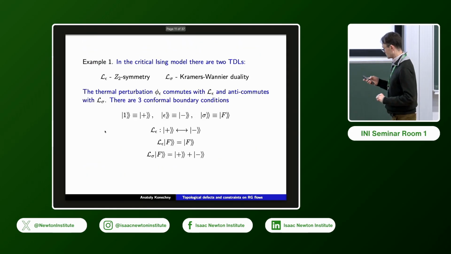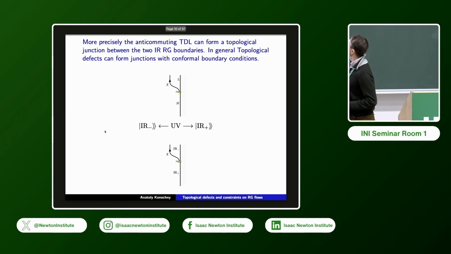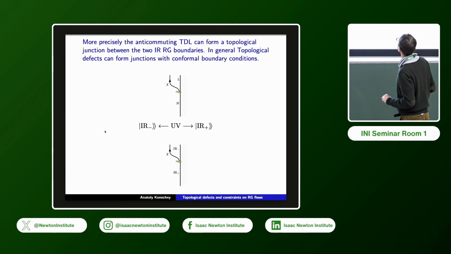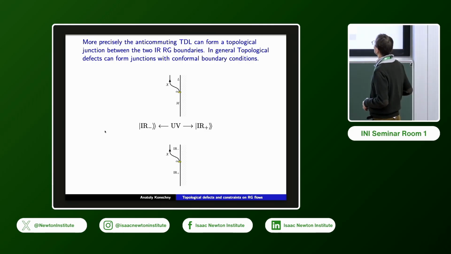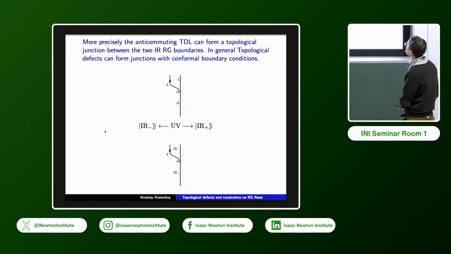So that's how a junction looks. If I have an anti-commuting topological defect line, I have this situation where from the UV I flow to the massive phase, IR minus, described by a conformal boundary state with a minus, and then I flow with the positive coupling to the plus. Then if my TDL anti-commutes with the bulk perturbation, there should be a topological junction like this.